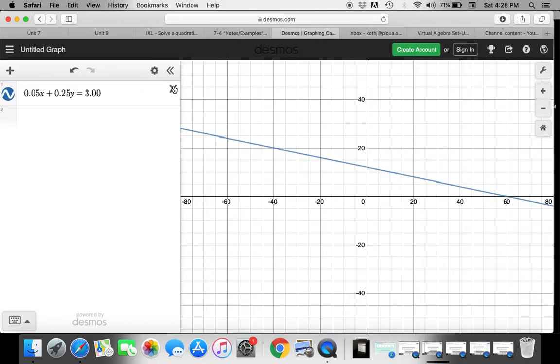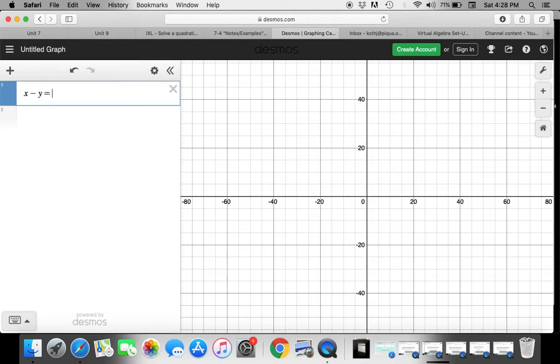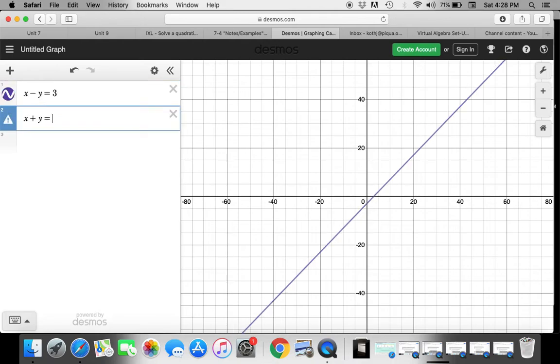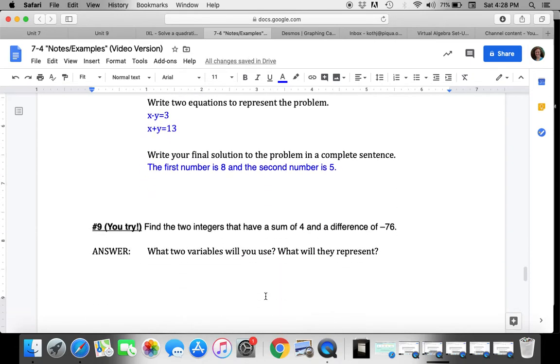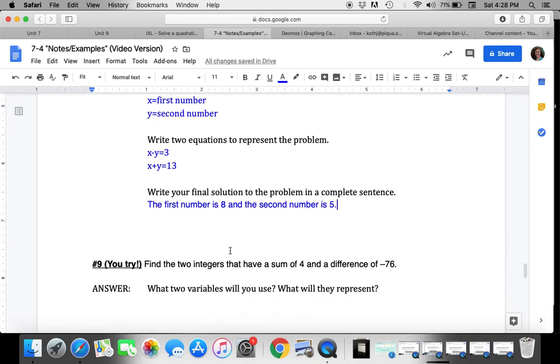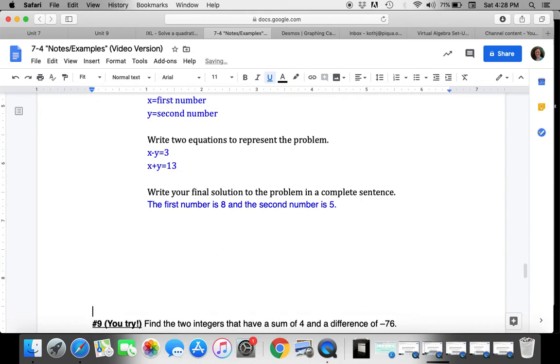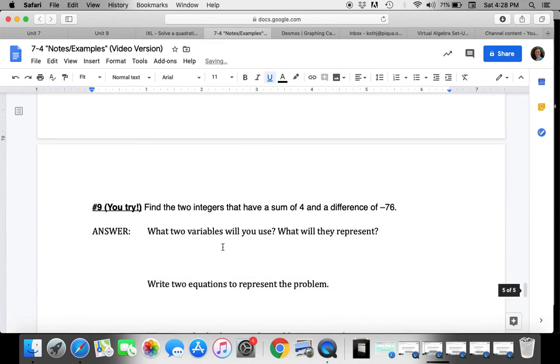X minus y equals 3 and x plus y equals 13, which gives us 8 and 5. So the first number is 8 and the second number is 5. I want you to go ahead and try to do that next one. Number 9 says it's time for you to try. Come back here, pause the video, come back here to check your answers.